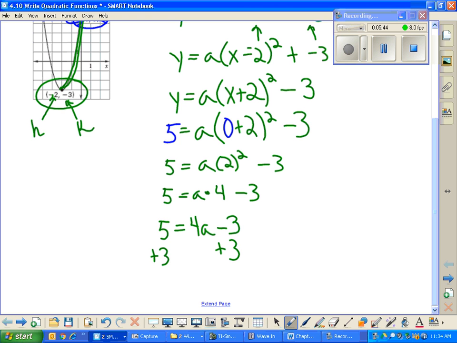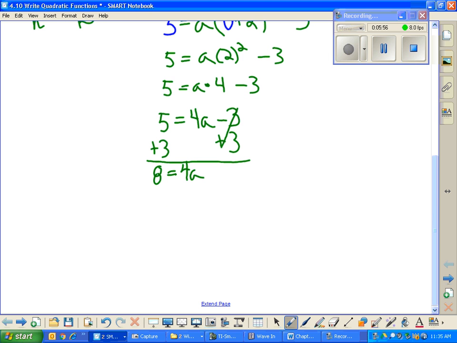So we're adding now. 5 and 3 is 8. And then I still have 4a left over on the right side of my equal sign. 4a is the same as 4 times a, so to undo the multiplication, I would just divide both sides by 4. And so a is indeed 8 divided by 4, which is 2.